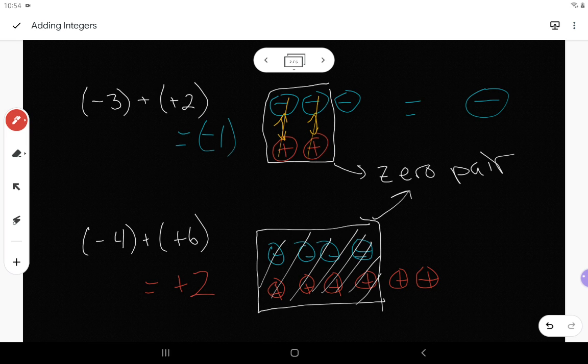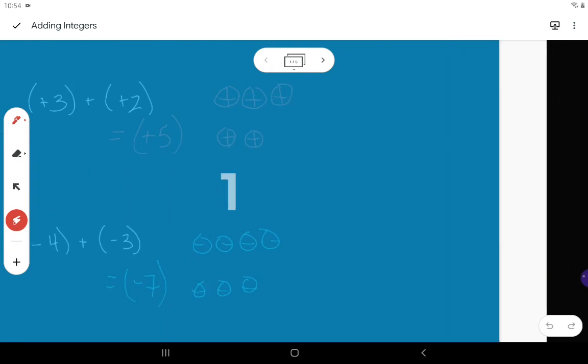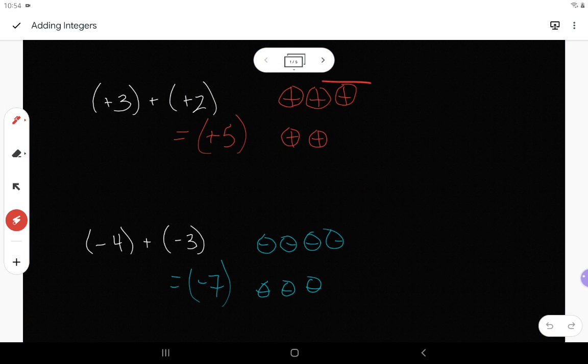Okay? So when I'm adding integers, because you probably don't want to draw forever, hopefully what you noticed was when the signs were the same, right? Back on the very first one, when the signs were the same, what happened was our integer chips just kind of combined to make a bigger grouping, right? So if you think back to the first slide we had here, my positive 3 and my positive 2 came together to just make a larger grouping of positives, and we got positive 5.